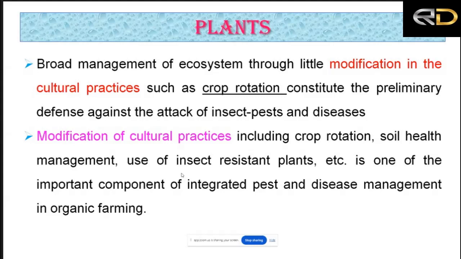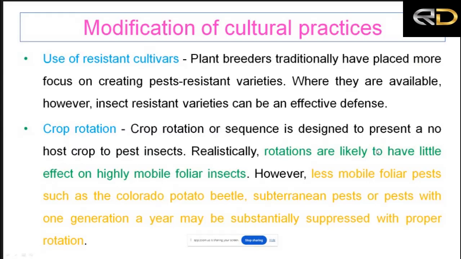So under this, we are using the plant as a tool, and we are modifying some of the cultural practices related to any kind of plants. So the first one we will be doing is the modification of cultural practices. So what are those cultural practices that we want to modify? Number one is the use of resistant cultivars.